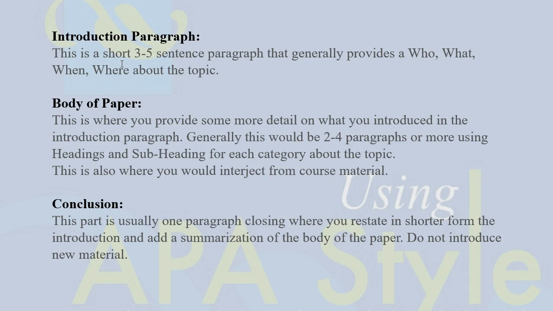In the body of the paper, we talk in more detail about what you introduced. This could be 2 to 4 or more paragraphs depending on the length of the paper. And then you have the headings and the subheadings. So you talk about a topic, and there might be a subtopic or different parts of that topic. I'll show you an example of that in a second here.